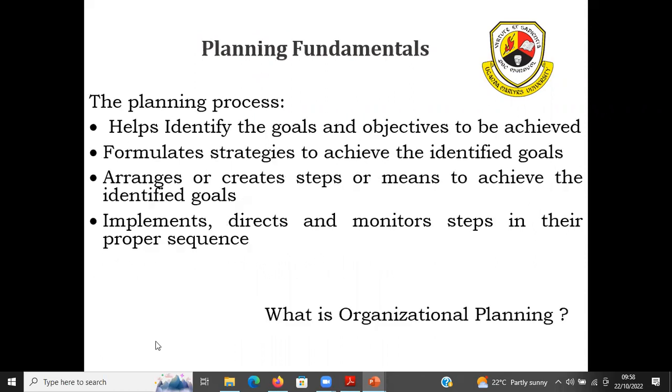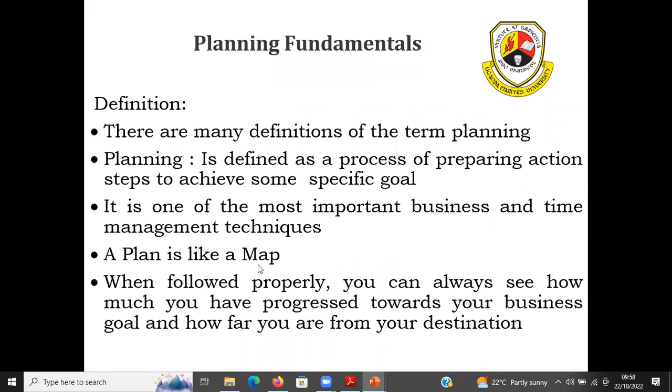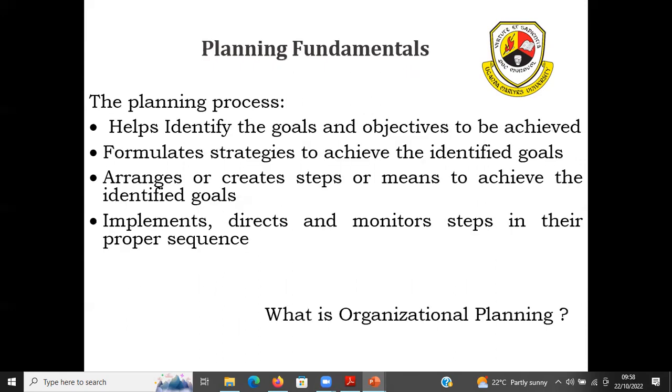Essentially, planning is like drawing a map. It's a map which will guide your team on what you want to do and how you're going to do it. It's one of the most important steps in business and time management. Why do we plan? The planning process helps us identify our goals and objectives, what we want to achieve. We formulate strategies to achieve those goals. We also create the steps we'll need to carry out to achieve what we want to achieve.